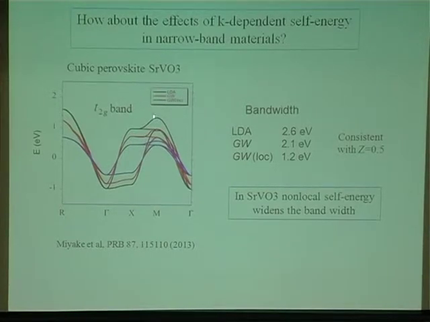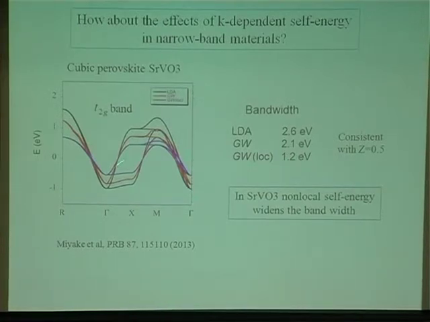This is a comparison between the LDA and the full GW calculations, which is the red one, and the quasi-particle band structure that we get when we neglect the K-dependence of the self-energy. And we found that if we neglect the K-dependence, it tends to overestimate the band narrowing. You can see here that the bandwidth decreases from 2.1 to 1.2.